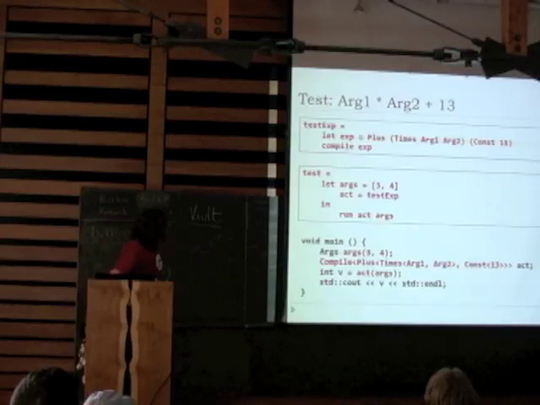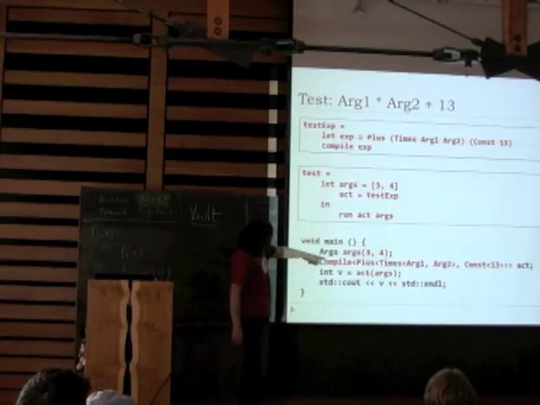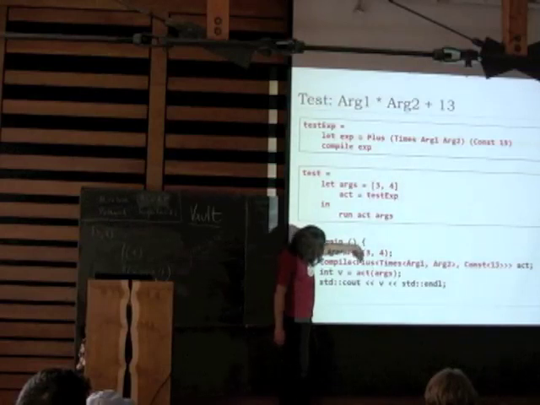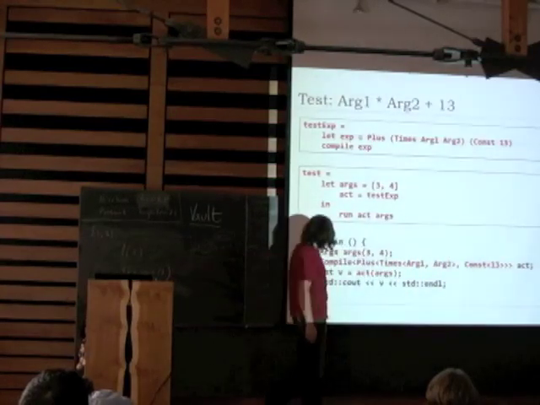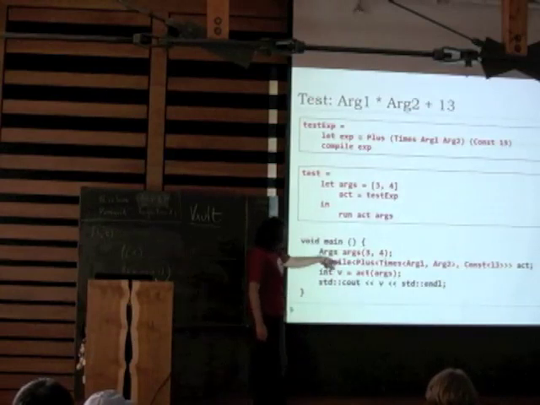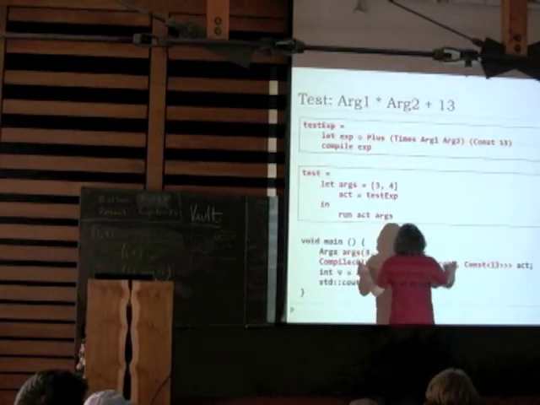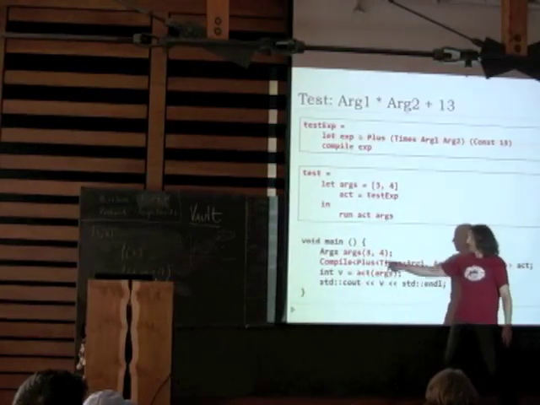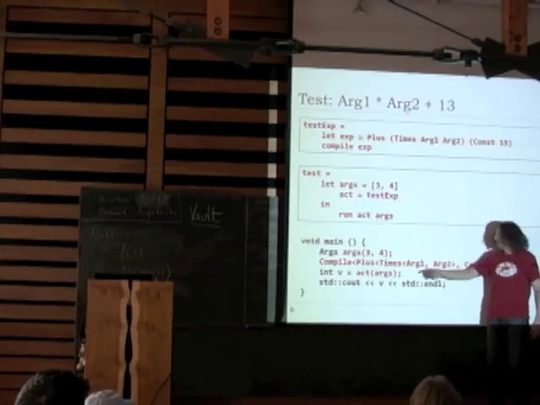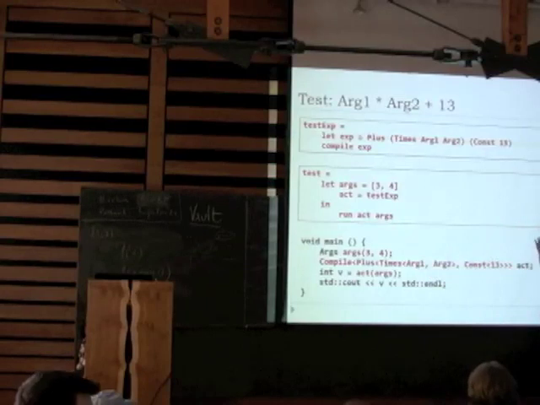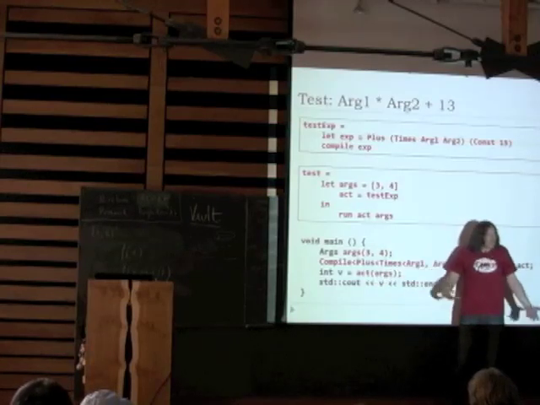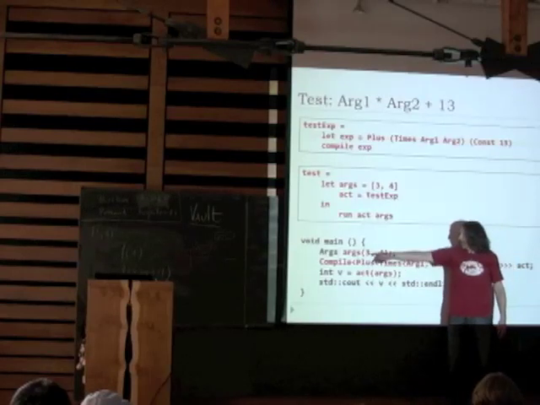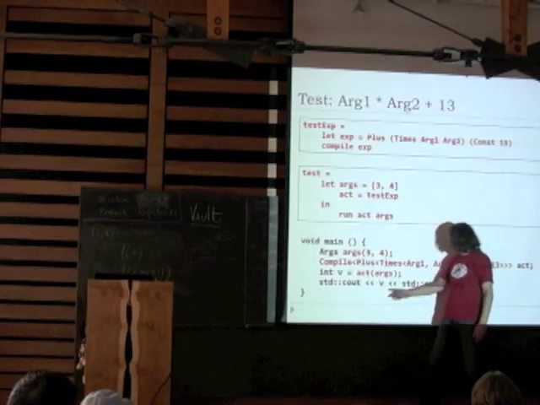Here's my test. So I create this expression in Haskell, and here I create this expression in C++. So it's a plus of times of arg1, arg2, const 13. Okay, and I call this, and I compile this. So meta function compile takes this argument. This is my expression tree. Compile takes expression tree. This is done at compile time. It returns an action. It's an object that has operator function call. So I can take this object action and call it like a function, right? With these arguments. These are my arguments, 3 and 4. And it returns a value, and I print this value.